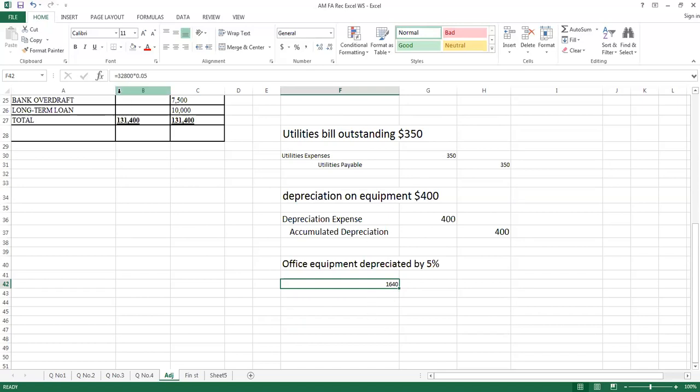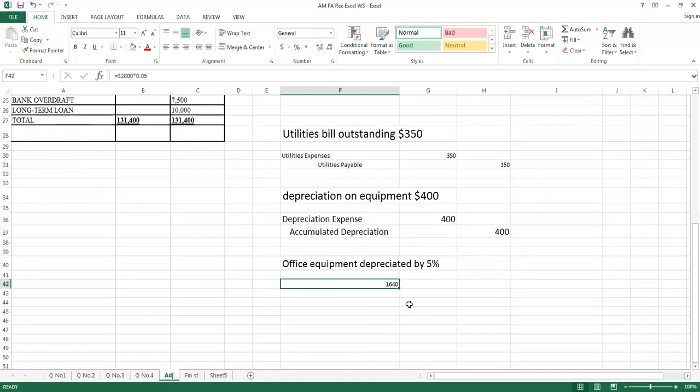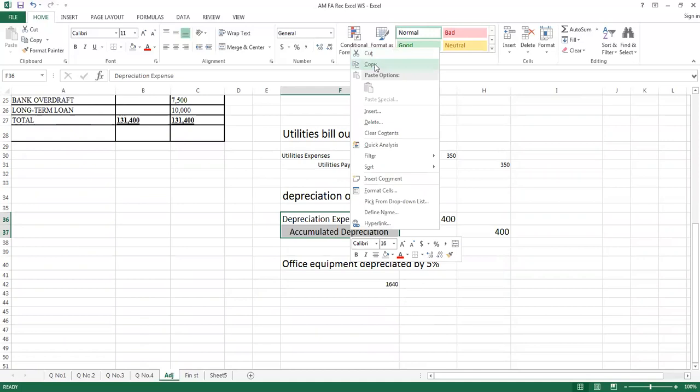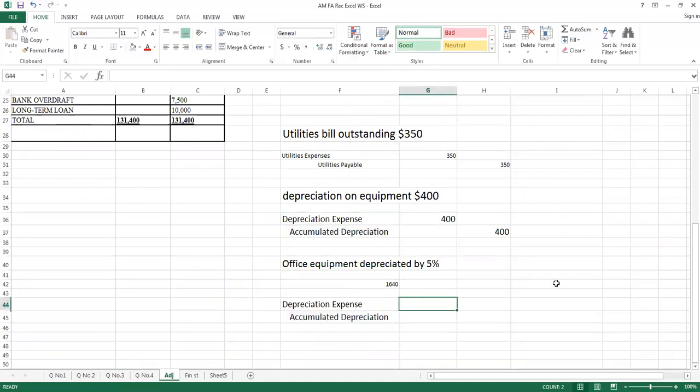So the percentage will be applied on the cost of the item. Look, office equipment is given as 32,800. We apply the percentage and the amount is 1640. So again, student, I will pass the same entry. I am taking the same titles, but now the amount will be 1640.